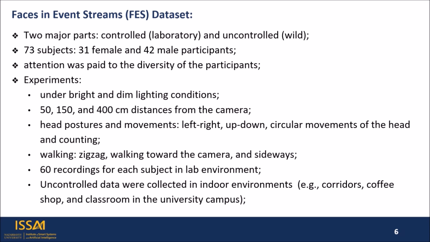Uncontrolled data were also collected in indoor environments: corridors, a coffee shop, and a classroom in the university campus. During these experiments, groups consisting of different numbers of subjects were asked to move freely in the field of view of the event camera. Since there were no specific instructions on the movements and hand postures, subjects were behaving casually during recording, and also wore different accessories such as hats, masks, or glasses.